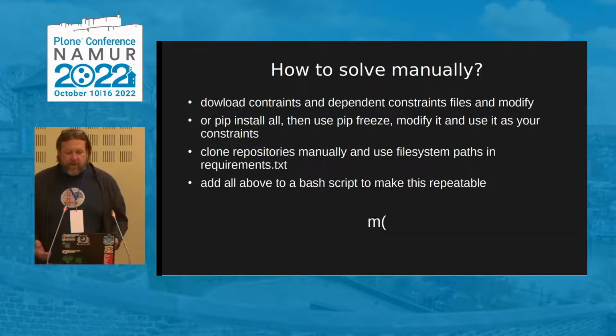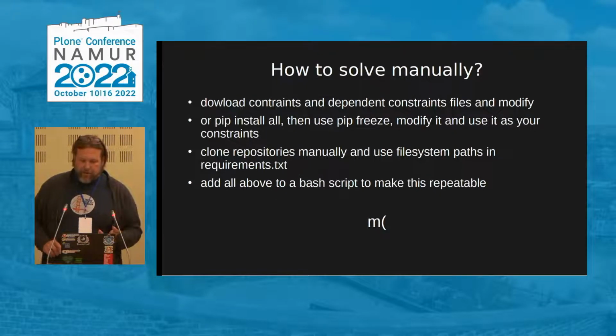Okay, but we are in Python, so I can solve this manually. For the first problem, I could download my constraints, all the constraints from Plone, edit it, save it, and then I can use a new version, right? Probably not what I want to do, but I can do this. Or I can pip install them as they are, use pip freeze, put this in our own constraints file, change it in the freeze in the future, and then pip install the freeze file and I get a new version.